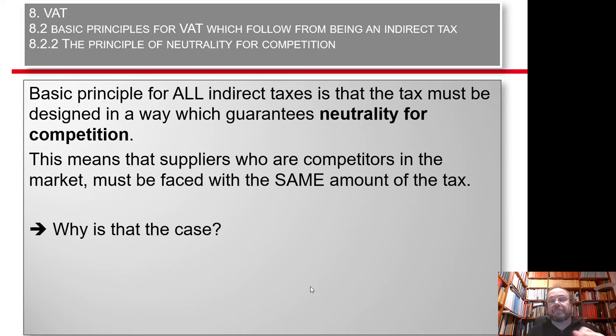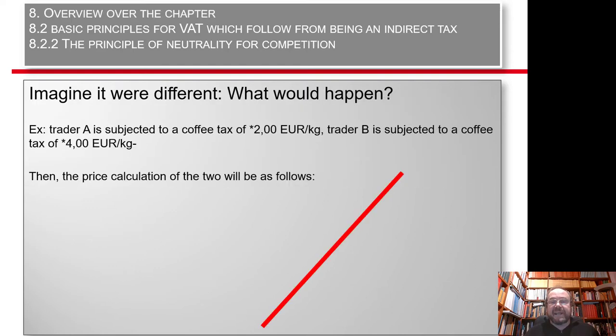Now, let's go to some basic principles if you want to levy an indirect tax. You will have to obey with your legislation certain principles. The most important and fundamental one, from which probably all the others derive or can be derived, is the principle that the tax must be neutral for competition. That means that competitors who are equally good before the tax comes into play must remain equally good after the tax comes into play. So why is that necessary?